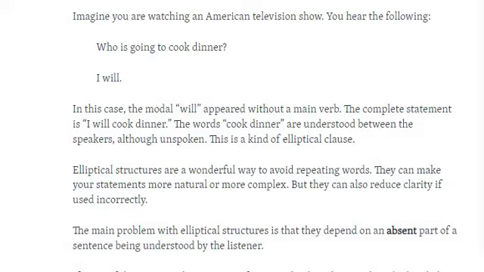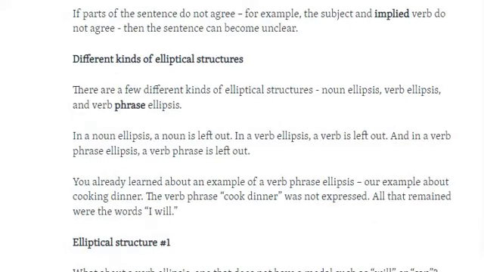Elliptical structures are a wonderful way to avoid repeating words. They can make your statements more natural or more complex, but they can also reduce clarity if used incorrectly. The main problem with elliptical structures is that they depend on an absent part of a sentence being understood by another person. If parts of the sentence do not agree, for example, the subject and implied verb do not agree, then the sentence can become unclear.